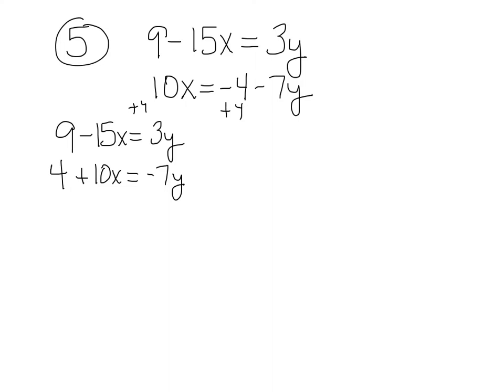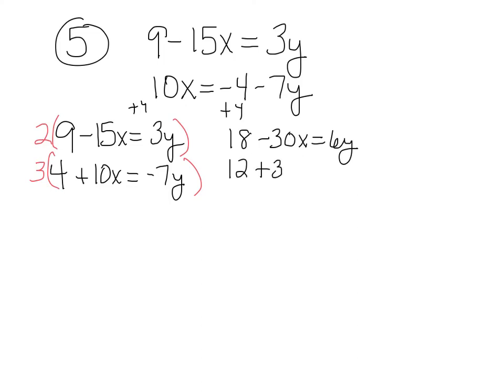So now I want to pick something to get rid of. To me, I can make the x's either both, let's see, 30 and negative 30, or I can multiply and make this negative and positive 21. I'm actually going to get rid of the x's. So to get rid of the x's, I'm going to make one negative 30, so that means negative 15 is going to be multiplied by 2, and 10x is going to be multiplied by, I want 30, so 3. That gives me 18 minus 30x equals 6y. And 12 plus 30x equals negative 21y.